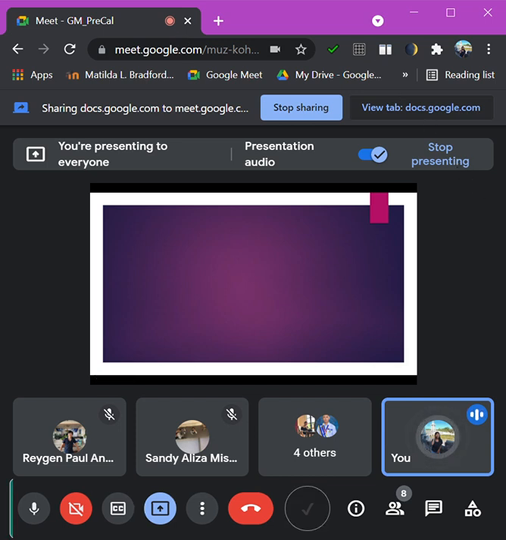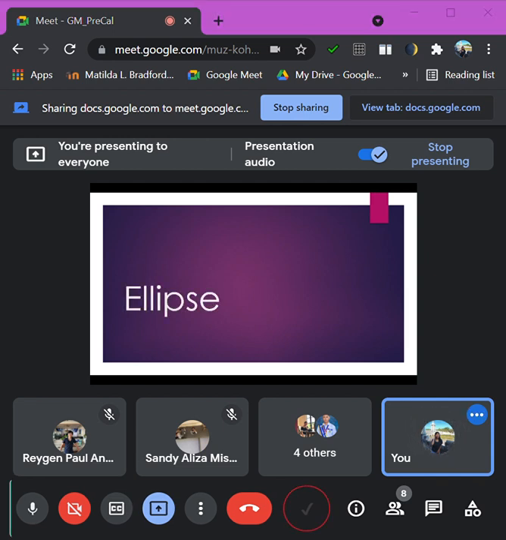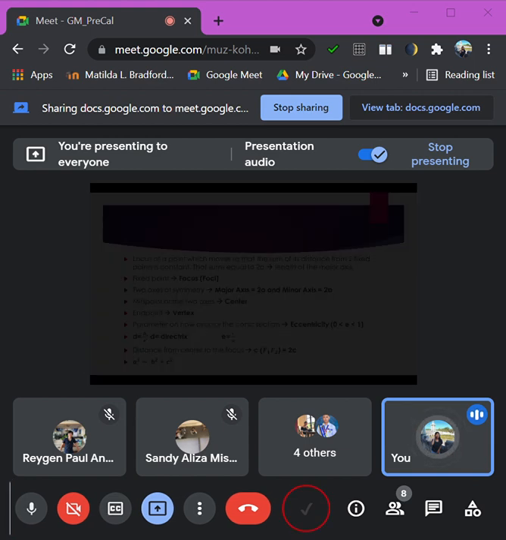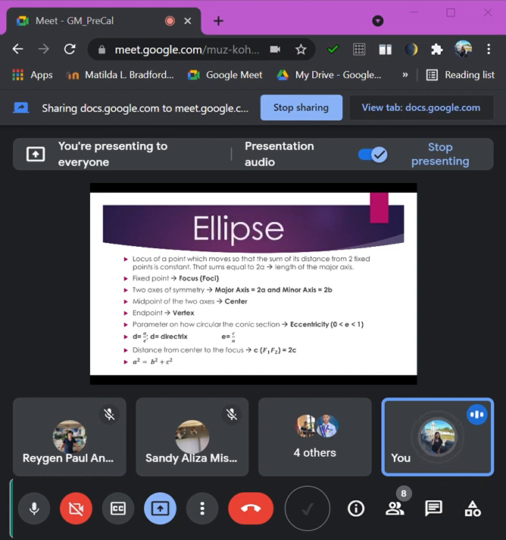Okay, so for our lesson today, we are gonna talk about our ellipse. So we have there in our conic section nga ellipse. So let's have the definition if we are going to say an ellipse. Okay, please read the first arrow, Decilio.